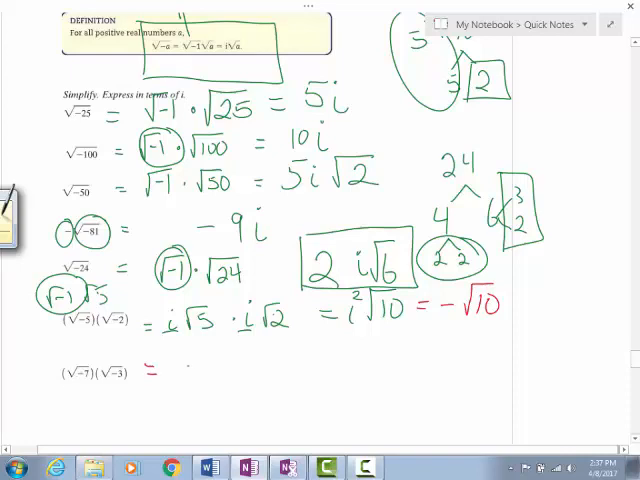Because I have a square root of negative 7, I'm going to write i times the square root of 7. Since I have the square root of negative 3, I'm going to write i times the square root of 3. So again, i times i is i squared. 7 times 3 is 21. So i squared again is negative 1. That just makes that into the negative square root of 21.